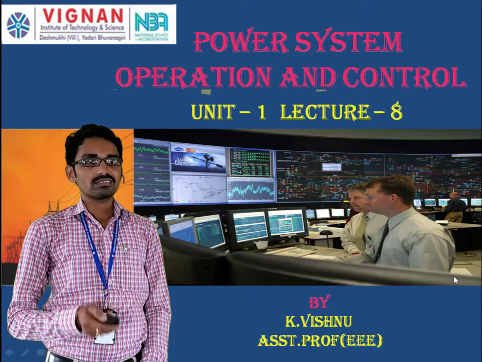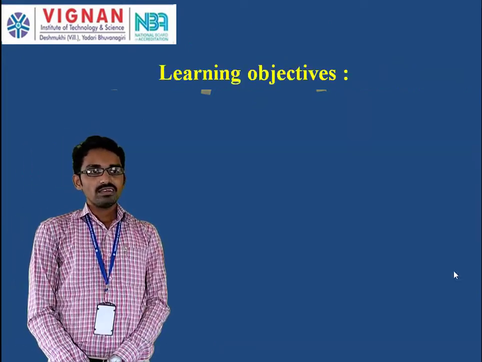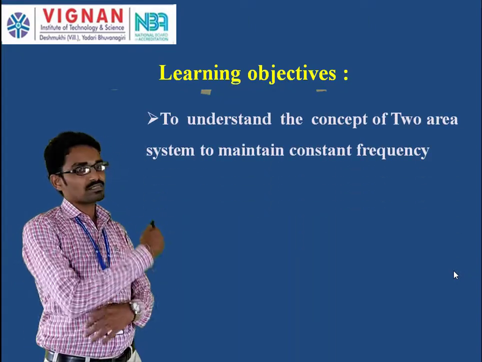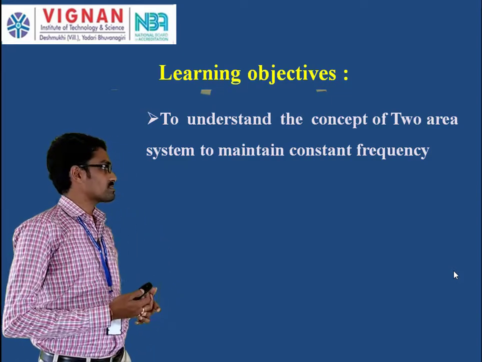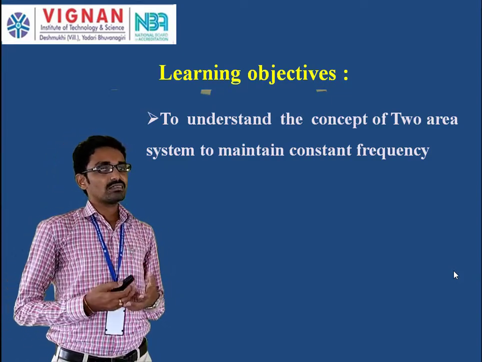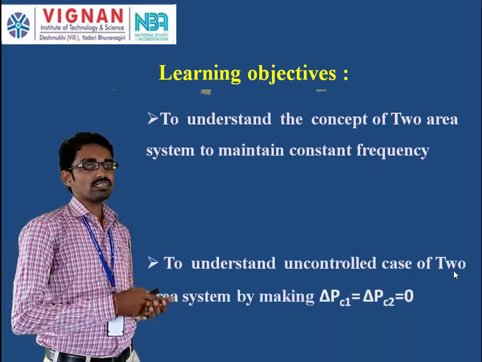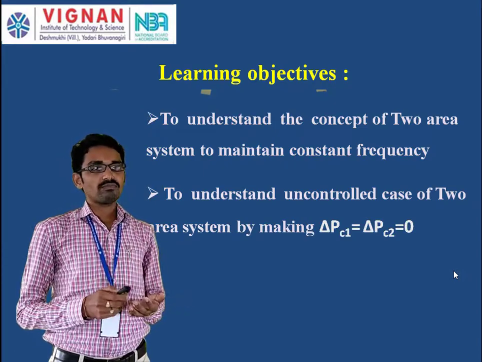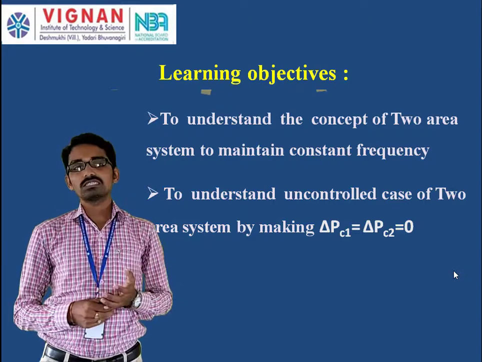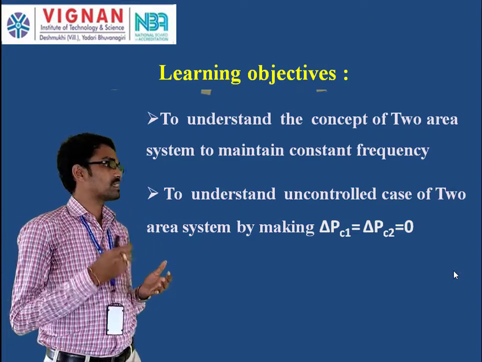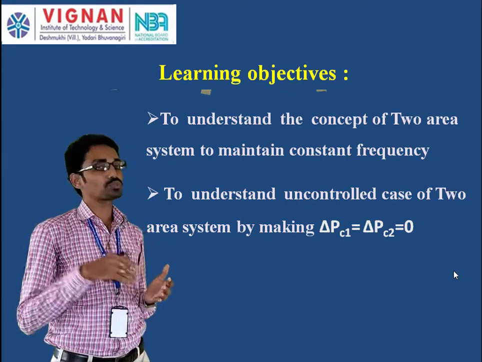So what is the two area system? If you see the learning objectives, you are going to understand the concept of two area system to maintain a constant frequency. In that two area system we are going to learn how to maintain the constant frequency. And the next one is to understand the control of two area system by making delta PC1 equal to delta PC2 equal to 0. That is the change in the power command. We are making the change in the power command as 0 in two areas.